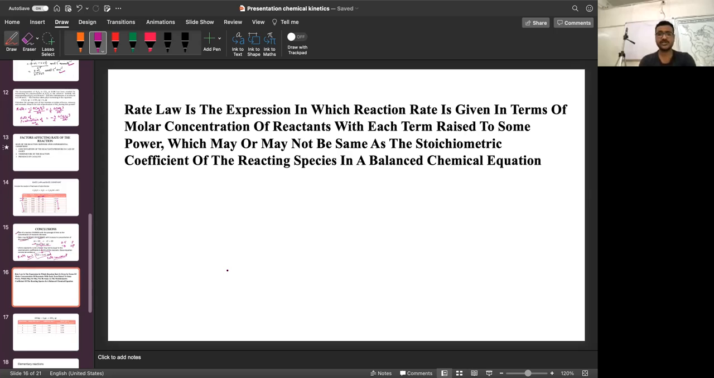Rate law is the expression in which reaction rate is given in terms of the molar concentration of the reactants, with each term raised to some power, which may or may not be the stoichiometric coefficient of the reacting species in a balanced chemical equation.